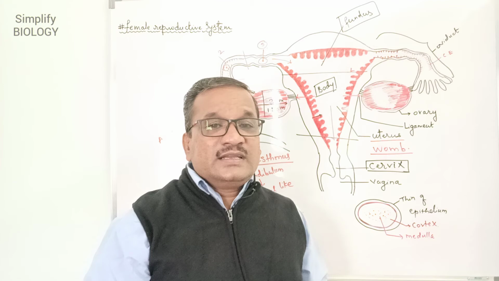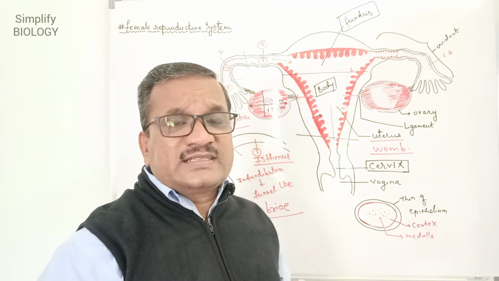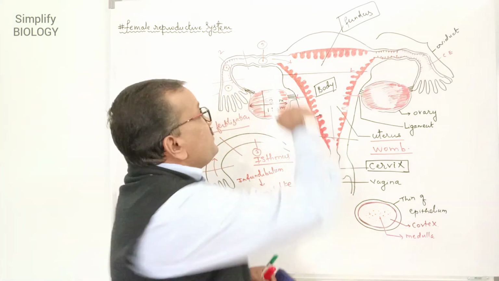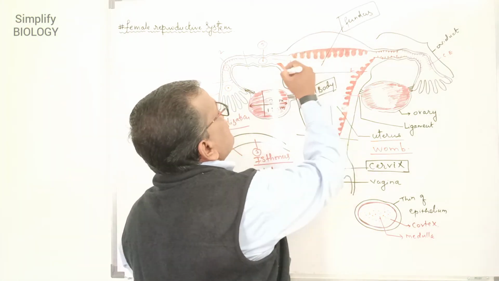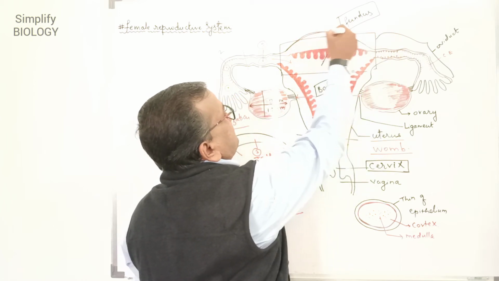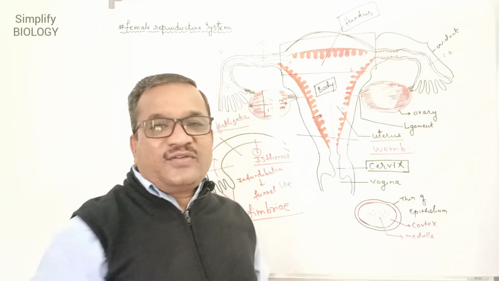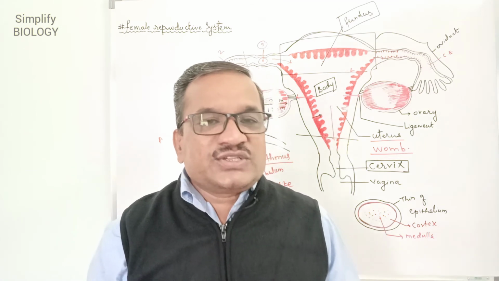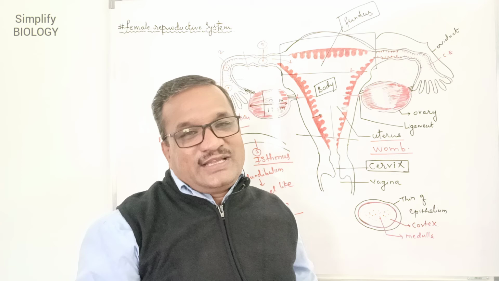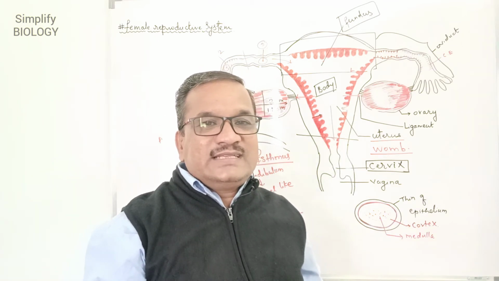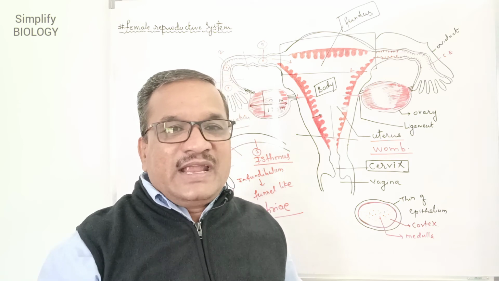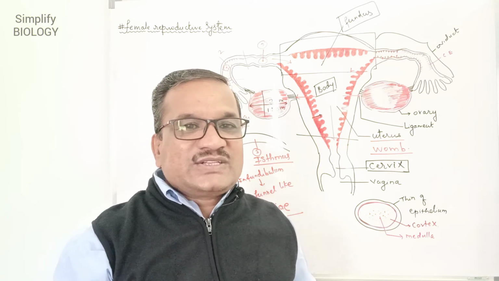If you see the structure of the fundus, it is the uppermost part and it is dome shaped. So how is the shape of the fundus? It is a dome shaped structure. The next part is called the body of the uterus, and this body part is present in the middle region.